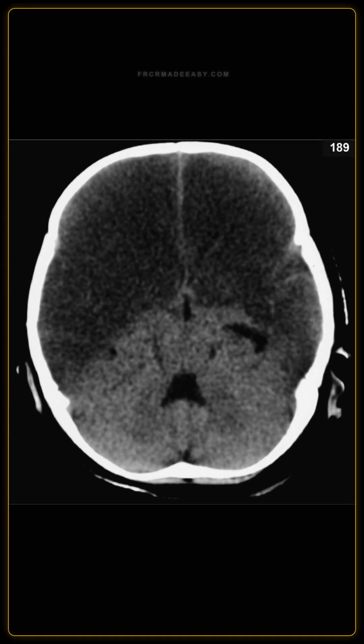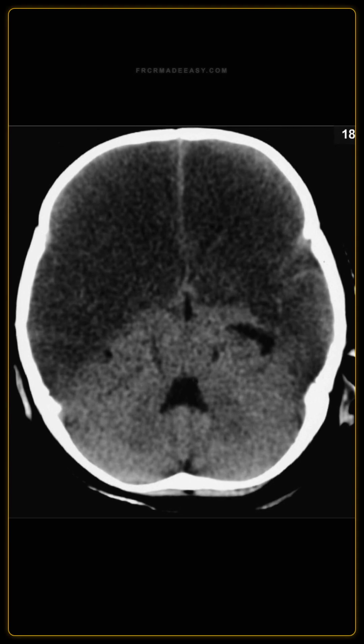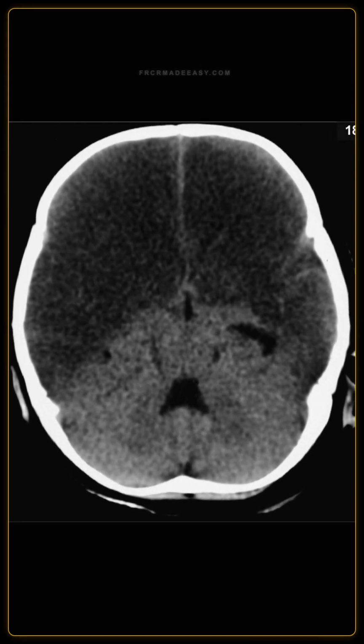A 4-year-old child presents with status epilepticus and severe hypoxia. I am showing you an emergency plain CT scan of the brain. Describe the findings.